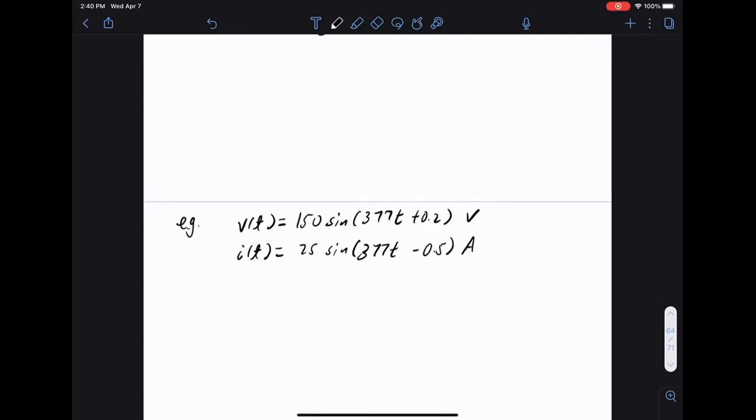Let's say we want to find the active and the reactive power, right? When you have this kind of voltage and this kind of current. So for those type of questions, the first step is always convert them to phasor form.